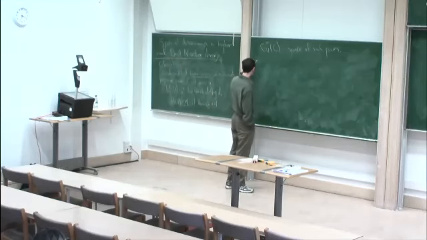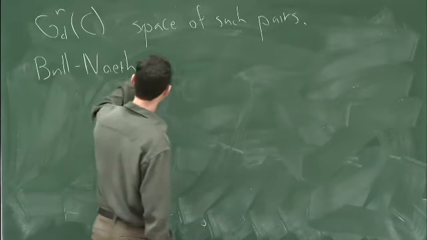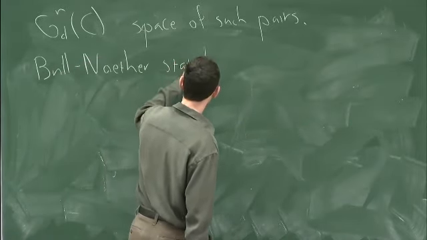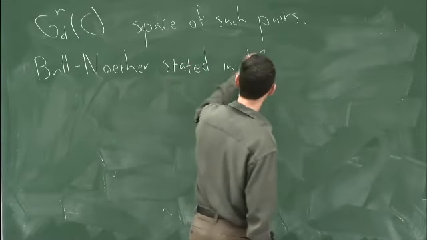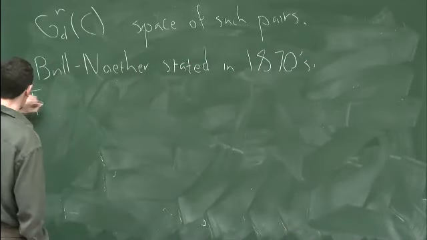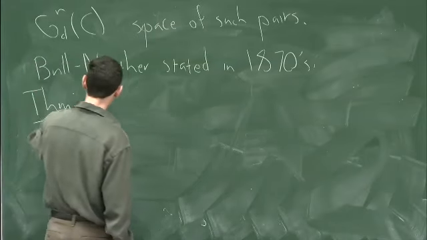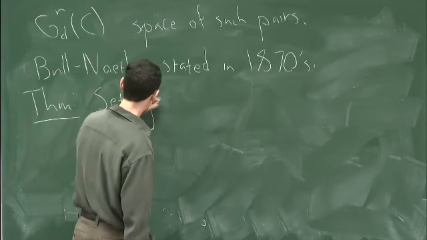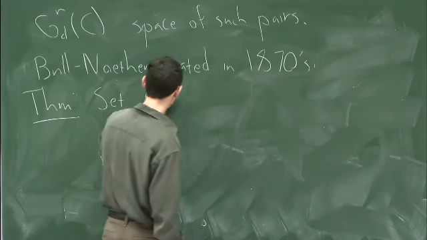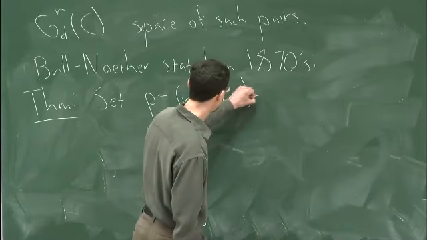So Brill-Noether stated in the 1870s the following theorem. Let's set the number rho to be equal to (r plus 1) times (d minus r) minus r g.